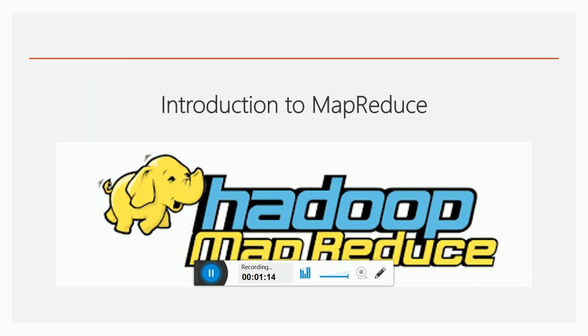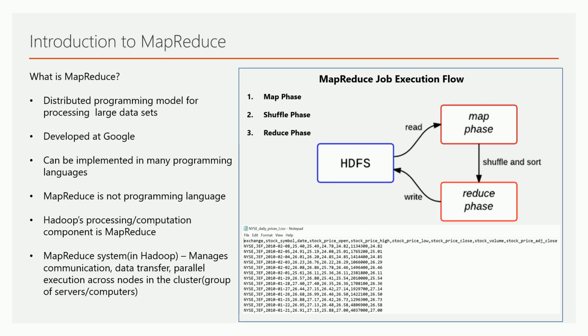So we are going to see an introduction to MapReduce. This will be a quick video. This will give you a quick understanding of what MapReduce is, and how the MapReduce programming model works. So what is MapReduce? MapReduce is a distributed programming model for processing large data sets in a distributed fashion. When I say distributed fashion, it's a parallel computation we are going to do.